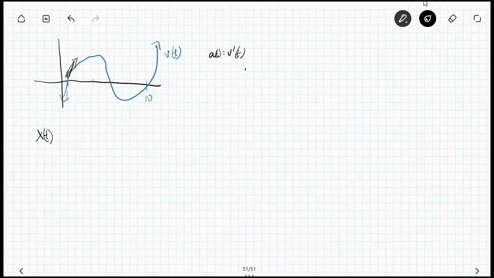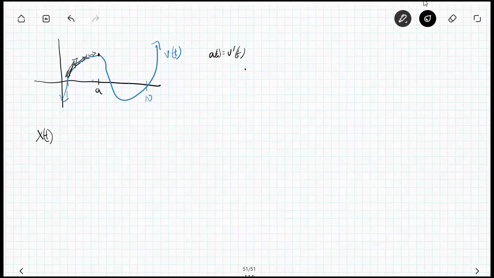So I know that from 1 to this value here, my top, let's just call it a. My drawings have been horrible. I know that velocity is positive and increasing, which means it is speeding up from 1 to a. It's speeding up in the right direction.